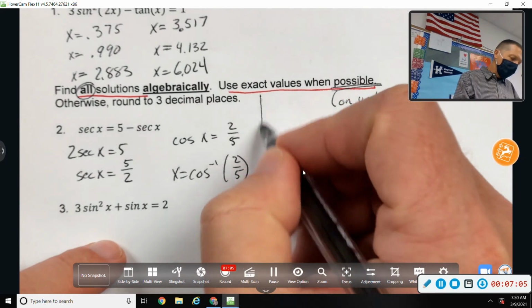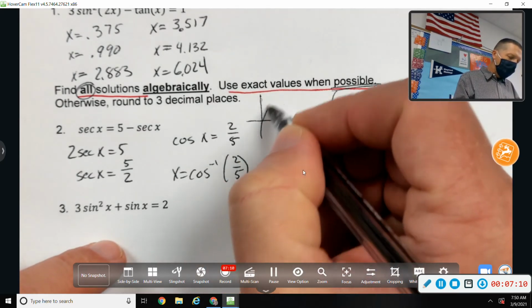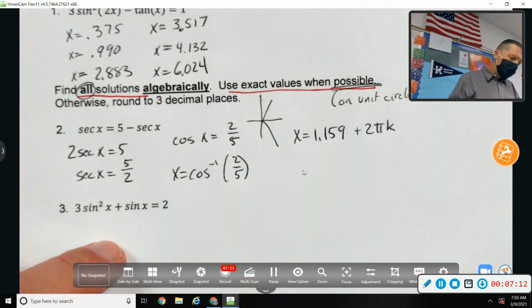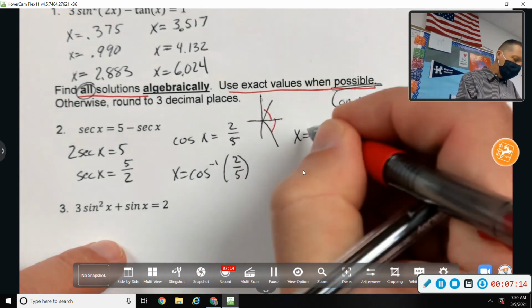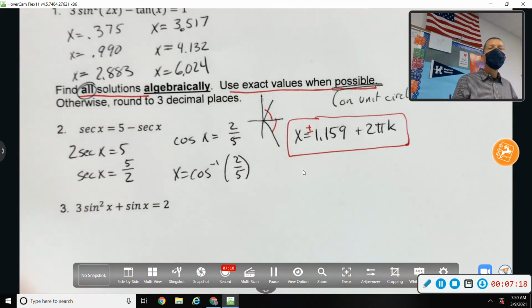We didn't draw a picture, but maybe it would help. Cosine is positive in the first and fourth. So maybe that makes sense of doing a plus or minus to get the two answers. So the cosine rule is plus or minus.